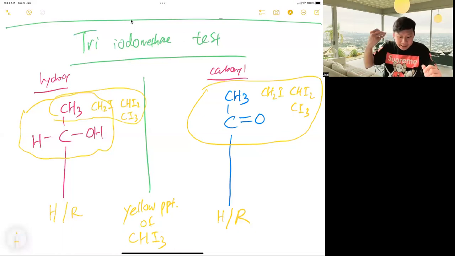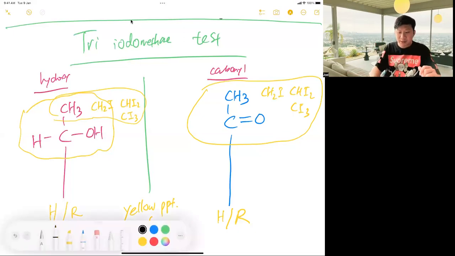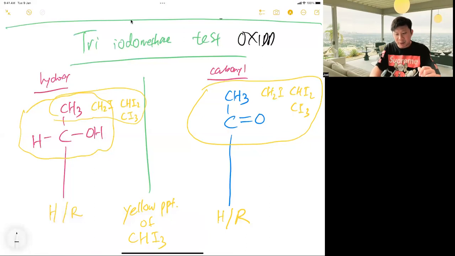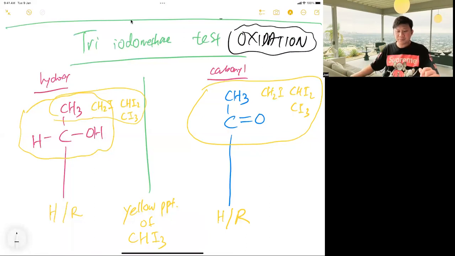This reaction name, in case they ask you, is called what? Oxidation. Very strange, but you just accept it. The mechanism is not in A-level, but this is also oxidation. And strangely, if you do more questions next time, it's a step down. You know why? The CH3 group is gone later. So this is a step down by 1C.